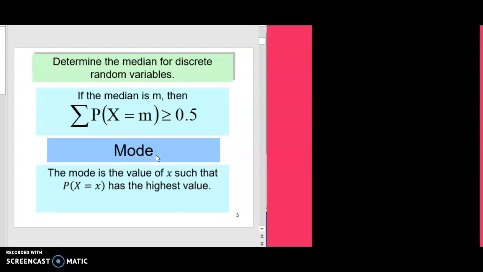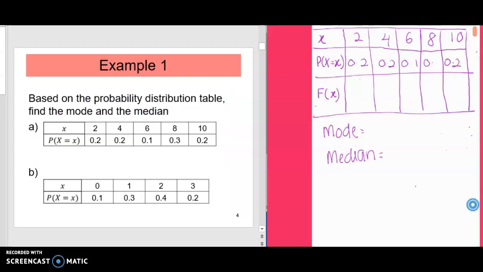Then second is mode. The mode is the value of x such that probability x is equal to x has the highest value. Or we can say that mode is the most frequent. Let's discuss example. Based on the probability distribution table, find the mode and the median.